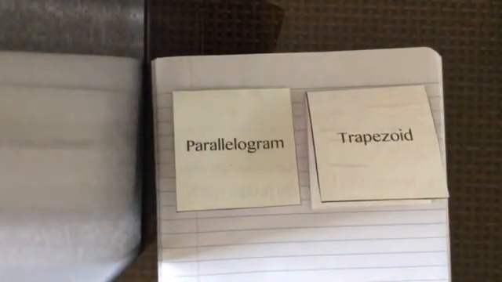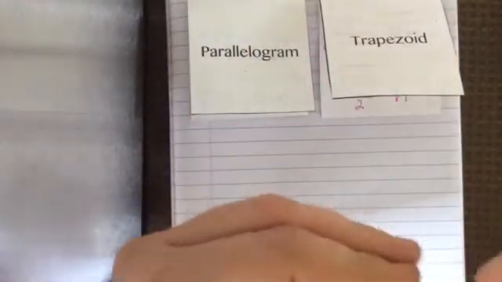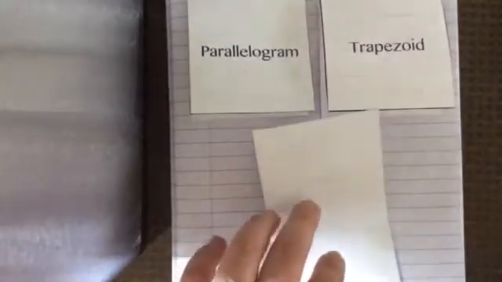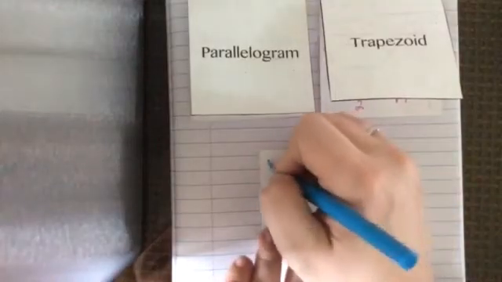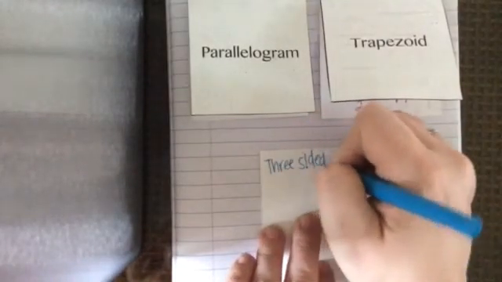All right, let's go to triangle. Let's get out of quadrilaterals. And let's go to triangle. So we have triangle. How many sides does the triangle have? Tri means 3. So a triangle is a 3-sided shape.